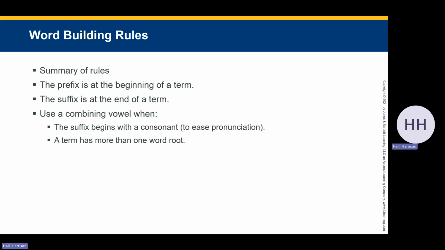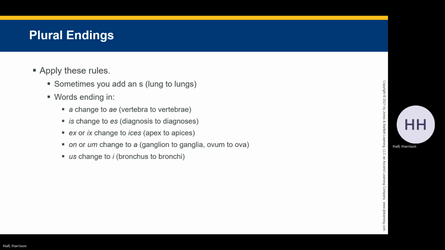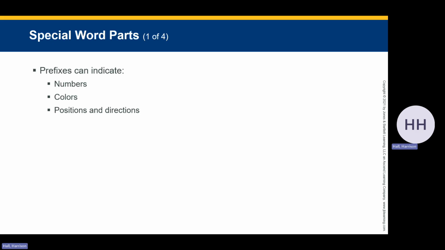All right, so there's just a quick summary. Remember, prefixes at the beginning, suffixes at the end, combining vowels. When suffixes begin with a consonant, it really helps with pronunciation. Okay, and then there's also plurals. So here you can see how you have one vertebra versus vertebrae and so on.